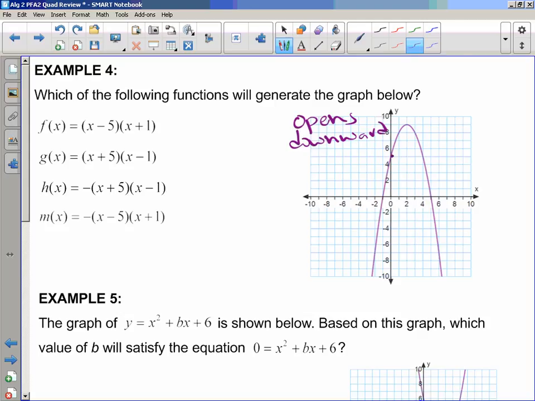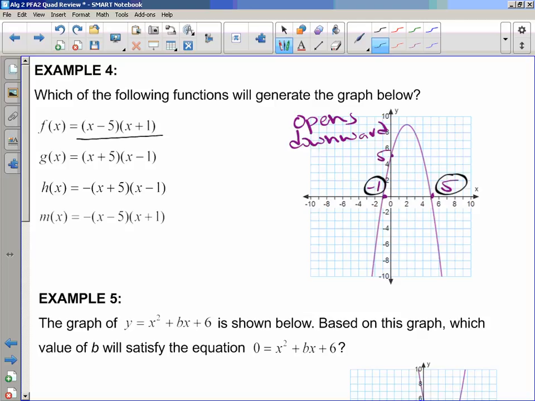Looks like it has a y-intercept of 5. And it has x-intercepts at negative 1 and 5. So remember, these numbers are connected to the solutions, but remember they're opposite of the factors. So let's look at the first one.